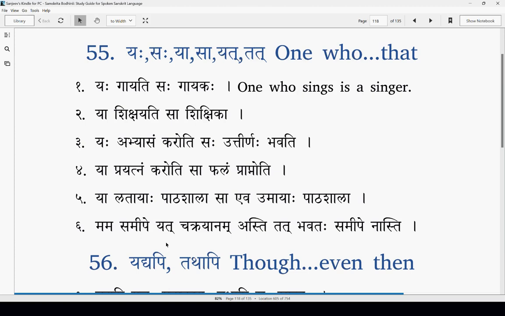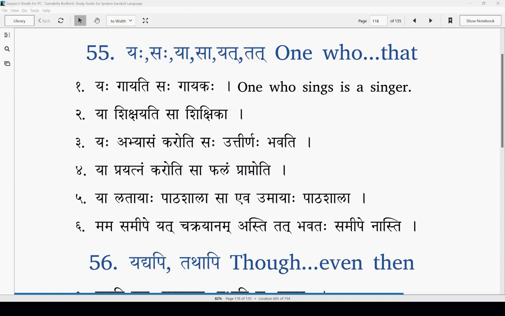Could you explain the sentence number 5 again? Ya Latayaha Pathashala. Pathashala means school. So, the school which is of Lata. Uma's school is also the same. Okay. So these are the Visheshanam or Sarvanama? Yes, basically they are all Sarvanama.